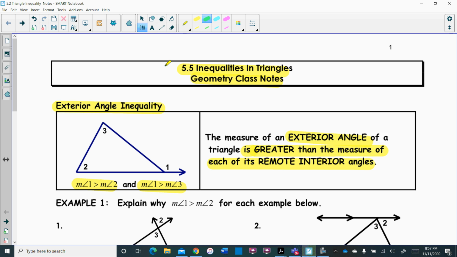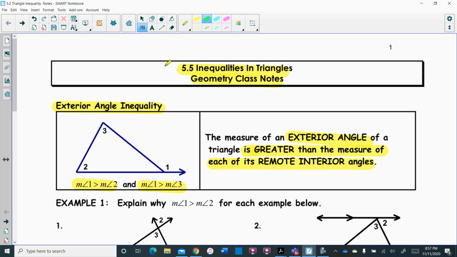If you're doing this on your own sheet of paper, please highlight the key information and write down the key information that I have highlighted for you, and also make sure you have the diagrams on your paper as well. So, the title of this is Inequalities and Triangles.